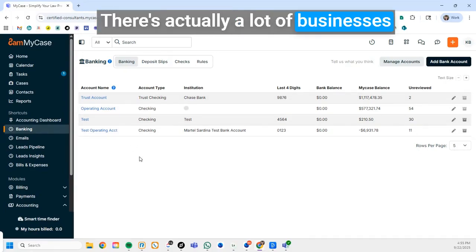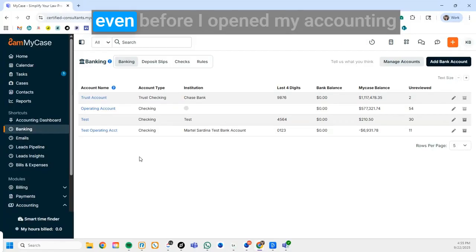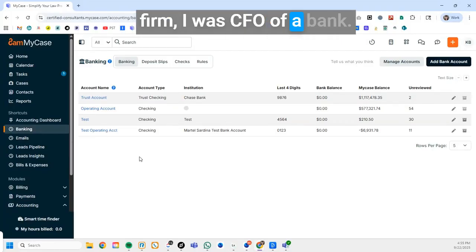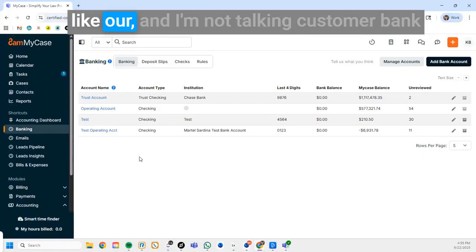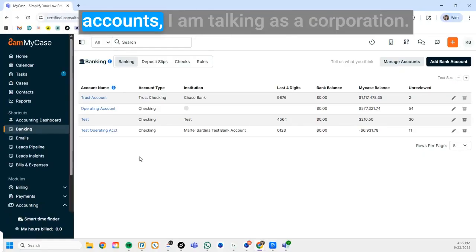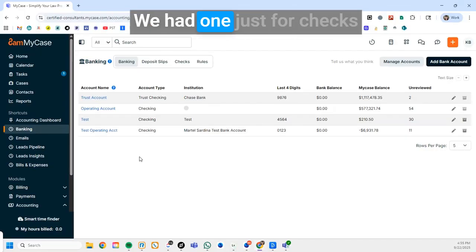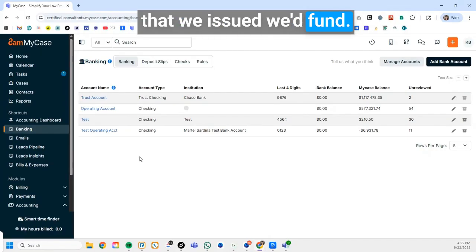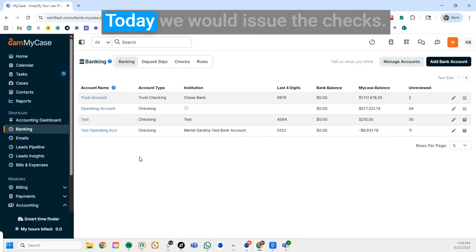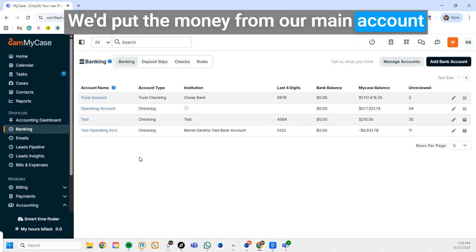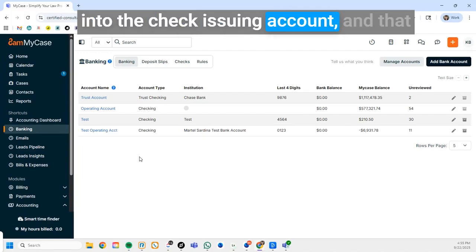There's actually a lot of businesses that have multiple bank accounts. Even before I opened my accounting firm, I was CFO of a bank. If you can imagine, we had many bank accounts, and I'm not talking customer bank accounts. I am talking as a corporation, we had multiple bank accounts. We had one just for checks that we issued. So if we wrote $100,000 in accounts payable checks today, we would issue the checks and put the money from our main account into the check issuing account.